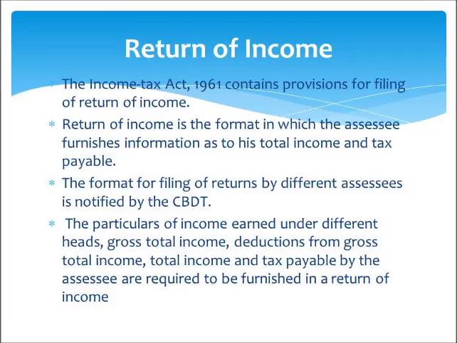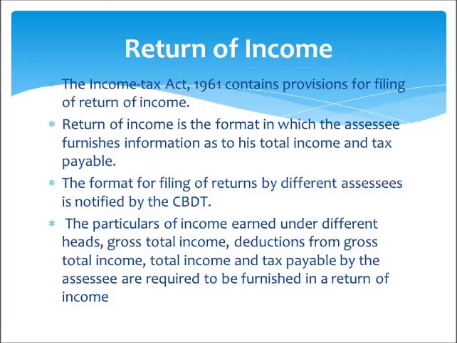The format for filing of returns by different assessees is notified by the CBDT. There are different types of assessees, as we have discussed earlier: individual, HUF, company, firms, etc. So the format for filing of returns by these assessees is different. An individual will file in a different format, a partnership firm will file in a different format, and so on. So the formats have been prescribed for different assessees by the Central Board of Direct Taxes.